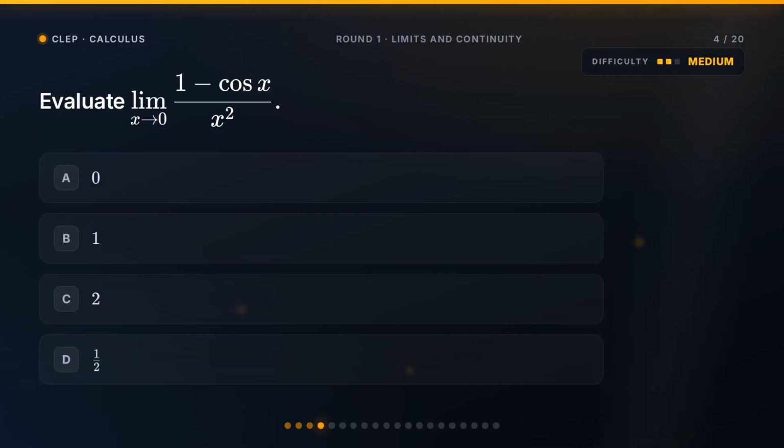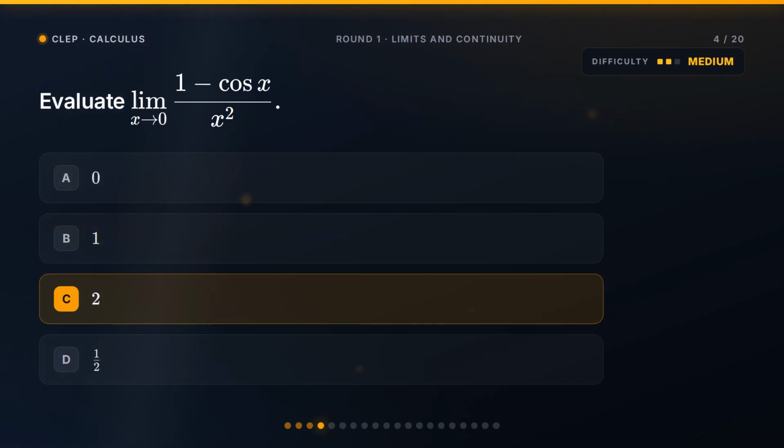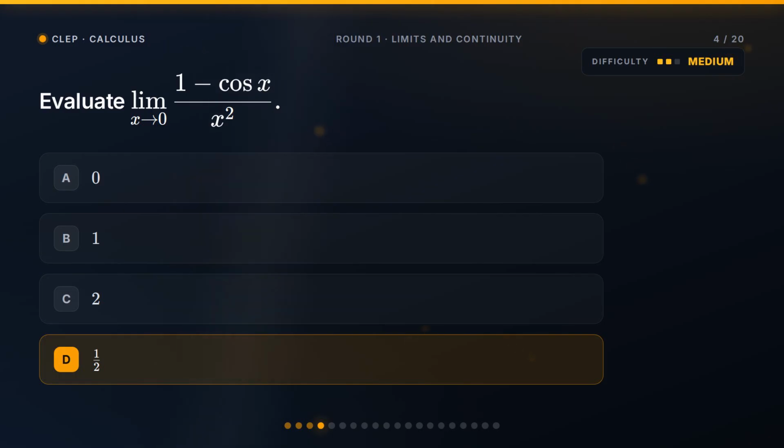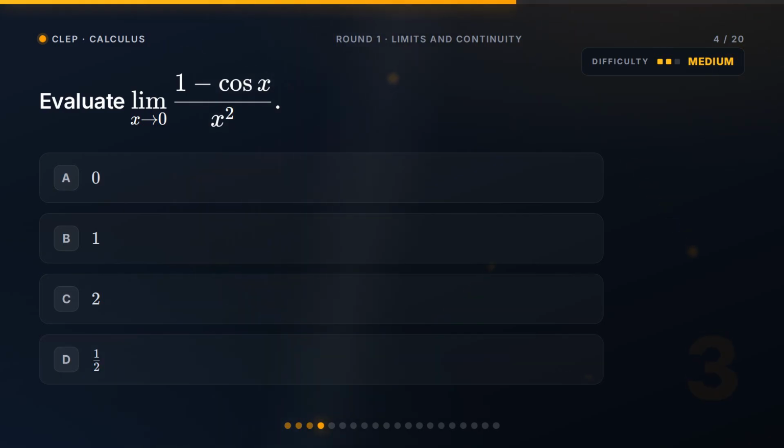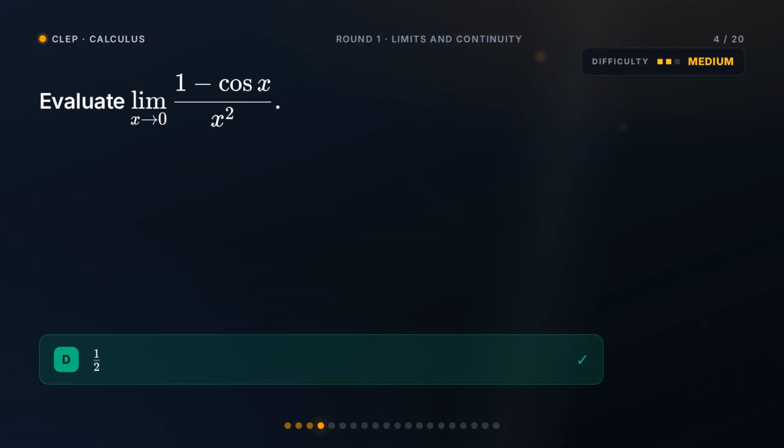Question 4. Find the limit as x approaches 0 of 1 minus cosine x all over x². A, 0. B, 1. C, 2. D, 1/2. The answer is D, 1/2.